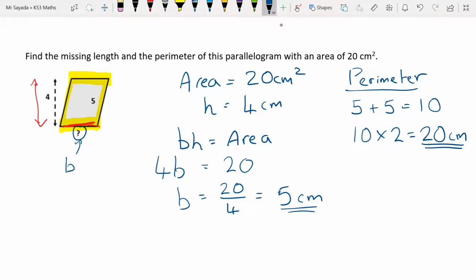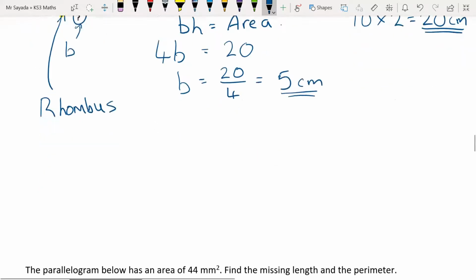So a parallelogram where all the sides are the same length is actually called a rhombus. So a rhombus is a special type of parallelogram where all the sides are the same length, just like a square is a special type of rectangle where all the sides are the same length. Now you're going to do an example completely by yourself.